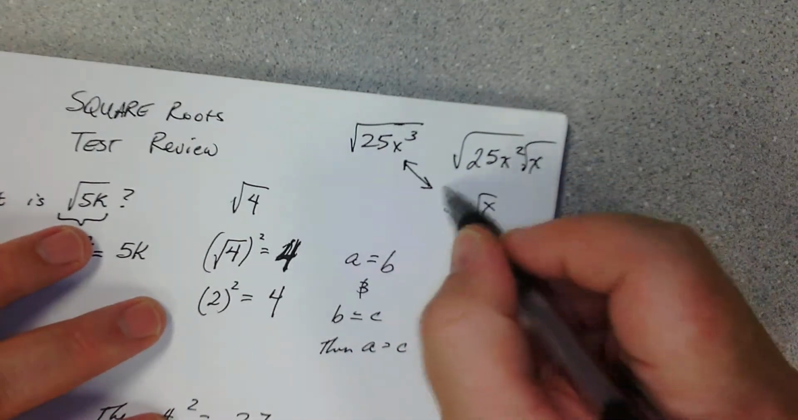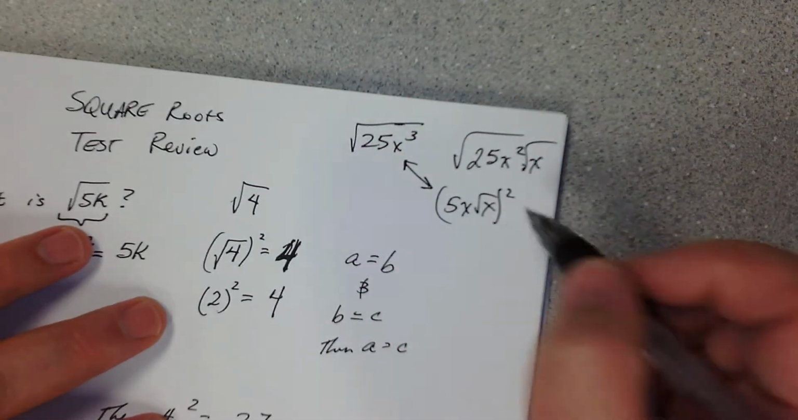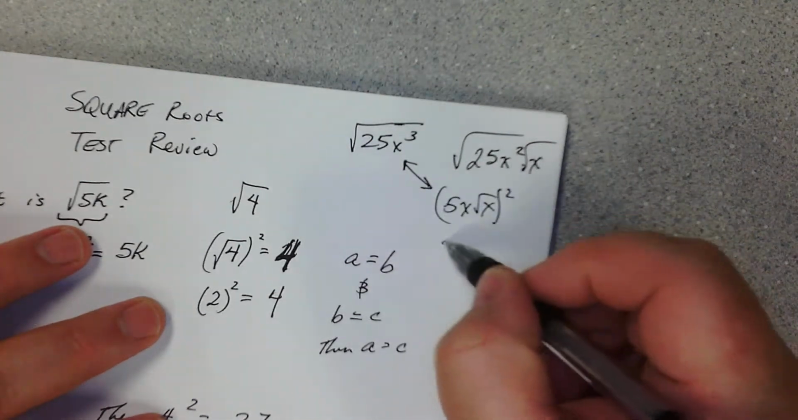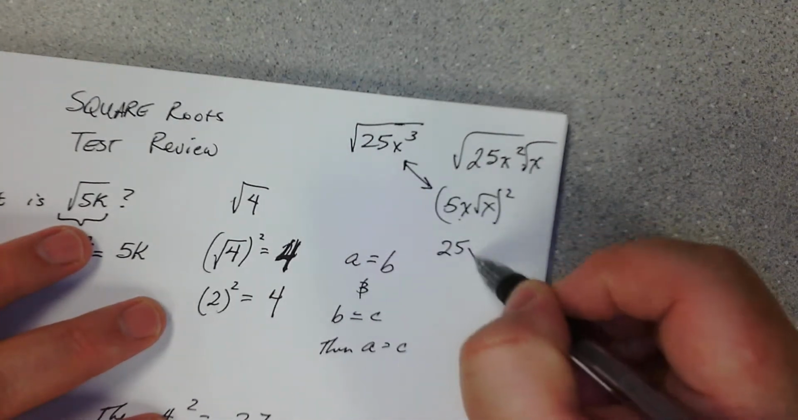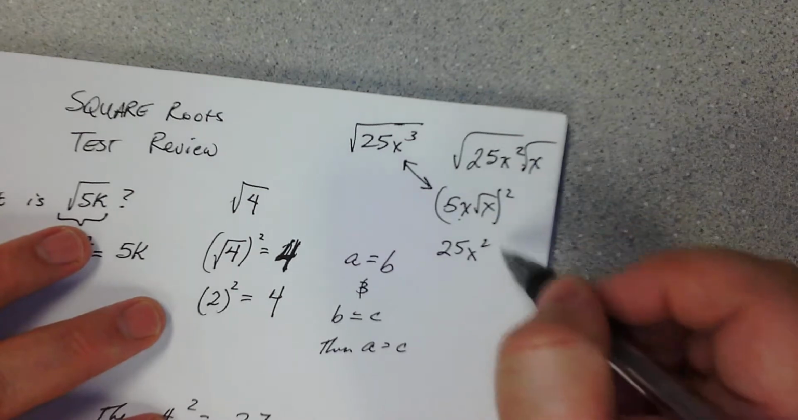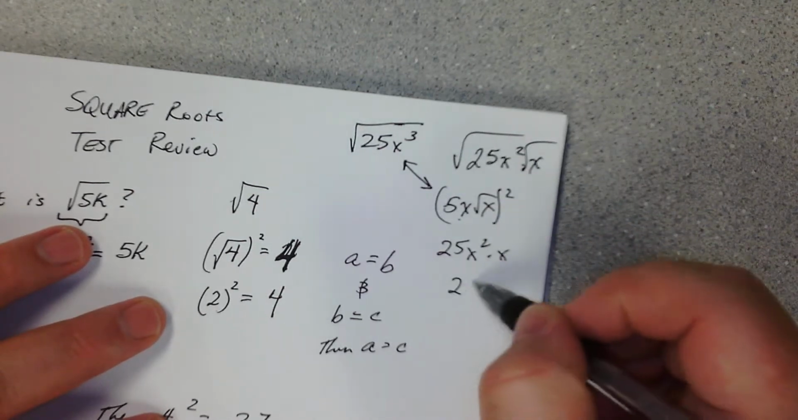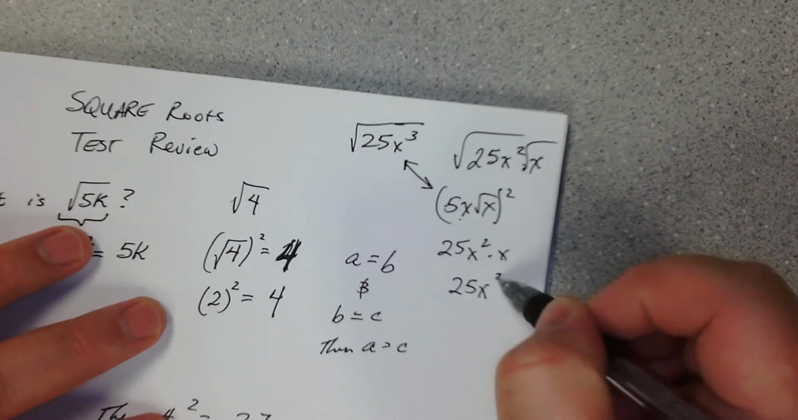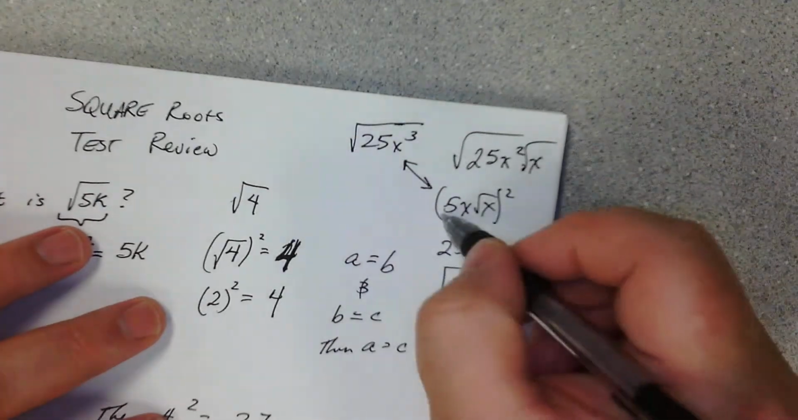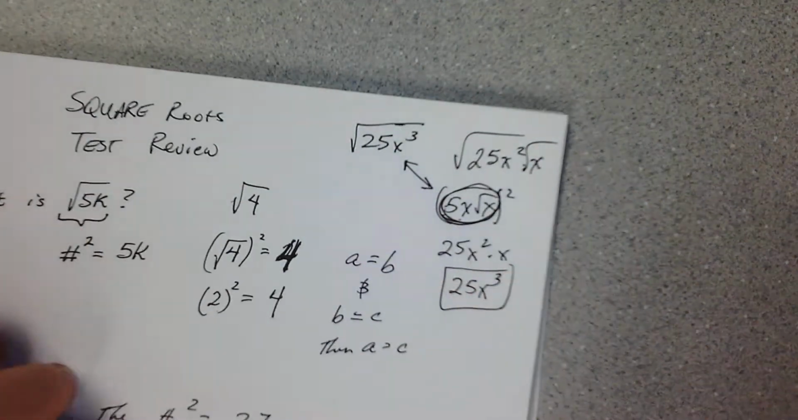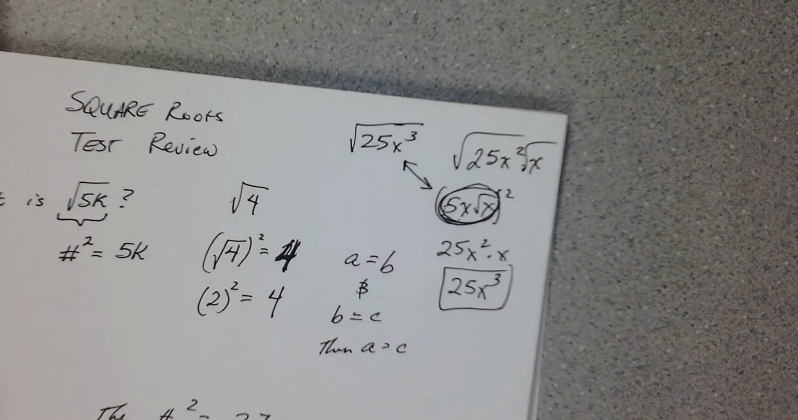And the reason they're equal is because if you square this, you're going to get 25x cubed, right? You got 5 times 5, that's 25. You got x times x, that's x squared. The square root of x squared is x, and x squared times x is x cubed. Do you see? That's why this right here is the same as the square root of 25x cubed. All right, onward and upward. Next things, here we go.